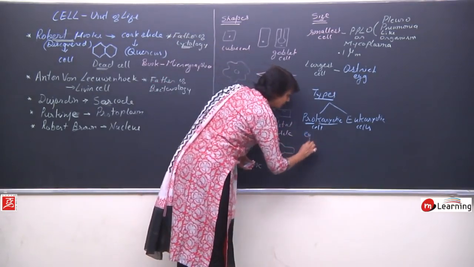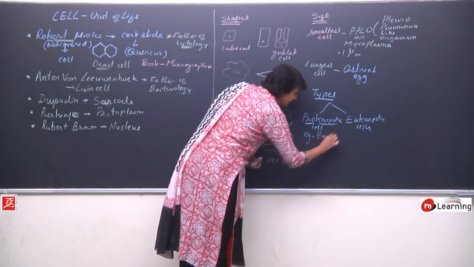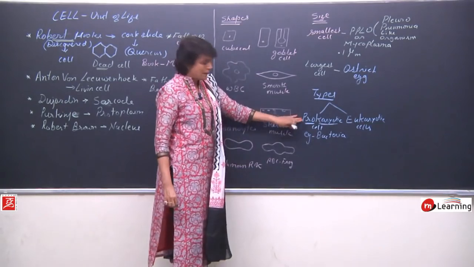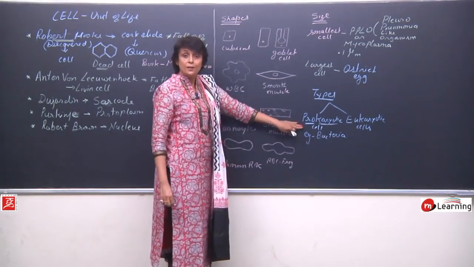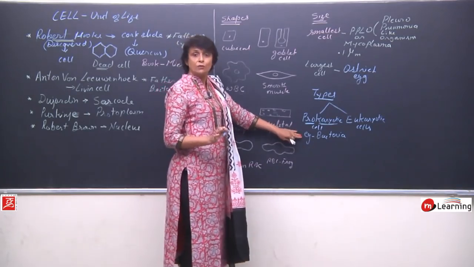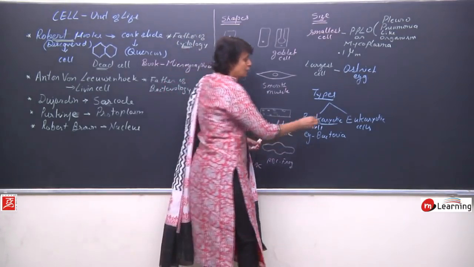The example of this is bacteria. So it is primitive. Plus, as there is no nuclear membrane, other membranes are also absent. So, no membrane bound structure, no organelle.